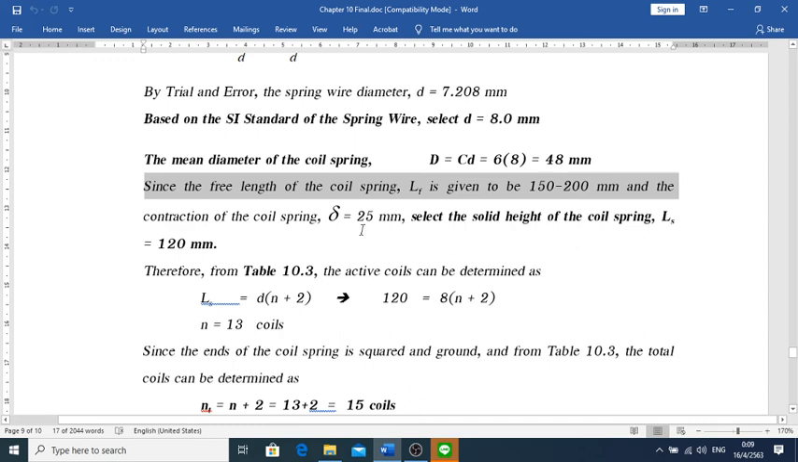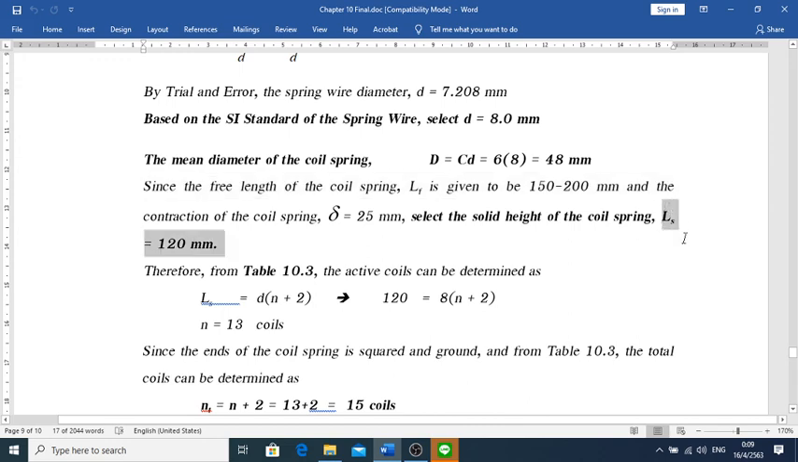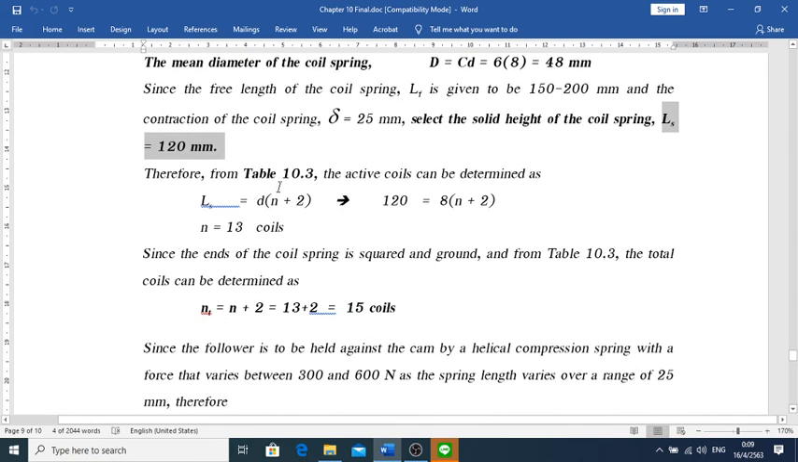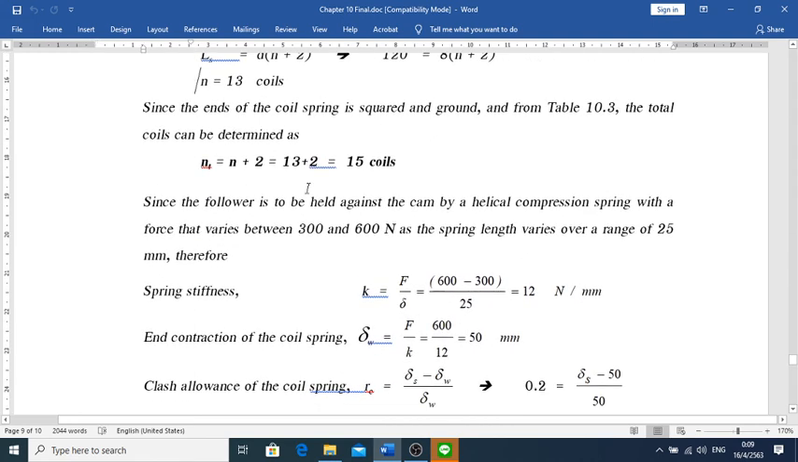So therefore the contraction is 25. So therefore the minimum is going to be what? 150 minus 25 is going to be 125. So therefore L sub S should be less than 125, right? So I find the L sub S, I assume to be less than 125. I make a selection of 120 anyway. So therefore I go ahead with that. I make a selection from table 10.3, I find L sub S, and then I find the N term, I find in 10.3 again, I find the N sub T.